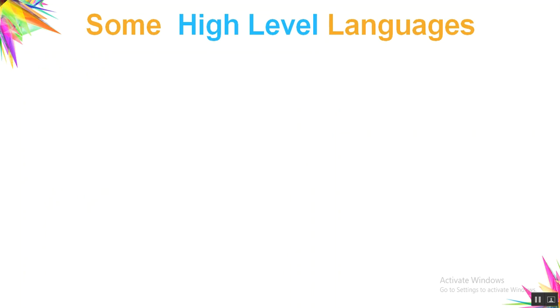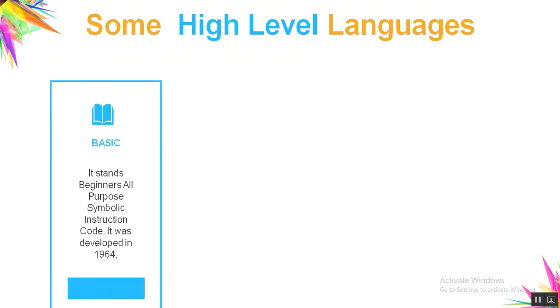Now let's discuss some high-level languages. First is BASIC. It stands for Beginners All-Purpose Symbolic Instruction Code. This language was developed in the year 1964. This is the basic language that everybody learns. With the help of this language, we can easily understand other languages. The advanced version of BASIC is QBasic.